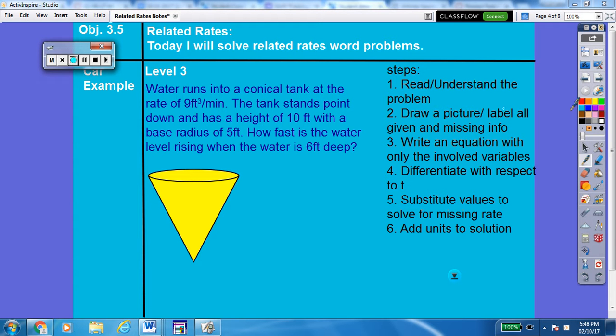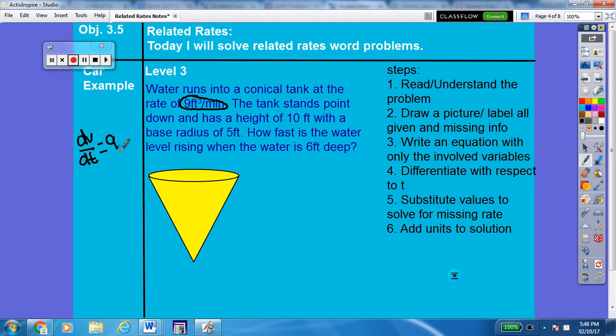Alright, so let's get started in showing you a couple of things. First off, this amount here, this 9 feet cubed per minute, that's clearly a volume. So that's going to be dV/dt, and it's running into it, so that means that it's increasing. So 9 feet cubed per minute.